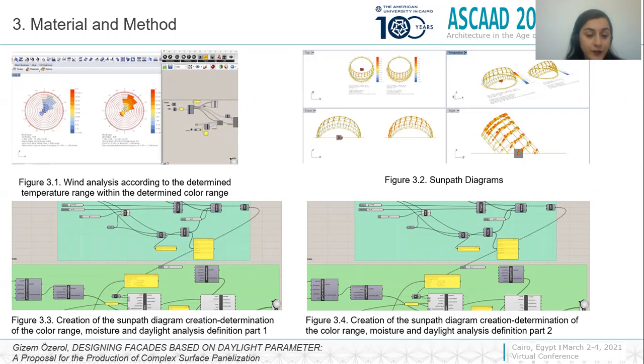Here you can see the definition part, which had realistic values of the analysis of daylight and wind direction. When we look at those definitions, we can see the sun positions could be defined as an attractive point in order to interact with panelization.